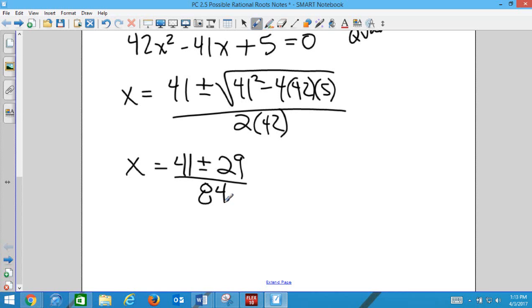So I plug it in and I get 41 plus or minus 29 over 84. If it square roots perfectly, that tells me I could have factored it. But I didn't, and I'm already this far, so I might as well just solve it. But if it does square root, I could have factored it. So my 2 answers, we got 41 plus 29 over 84. And 41 minus 29 over 84.